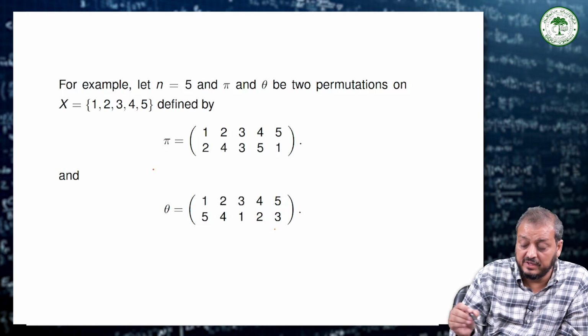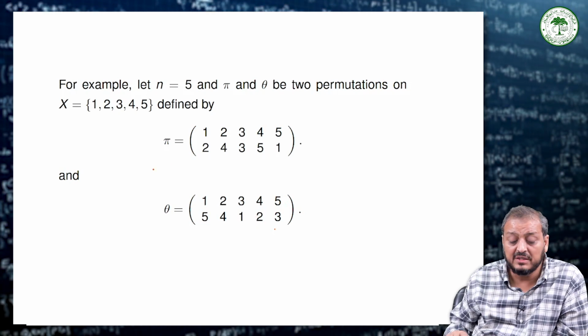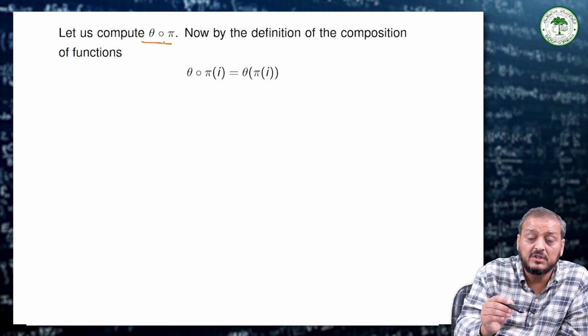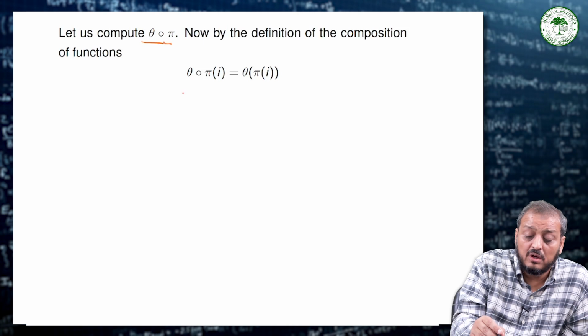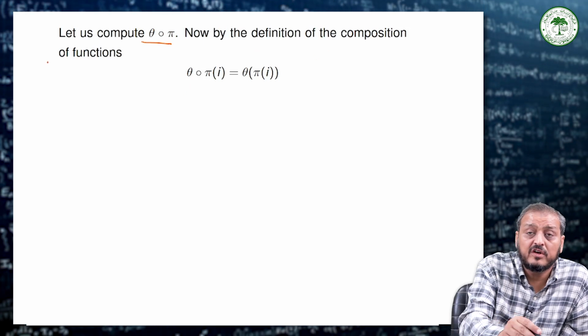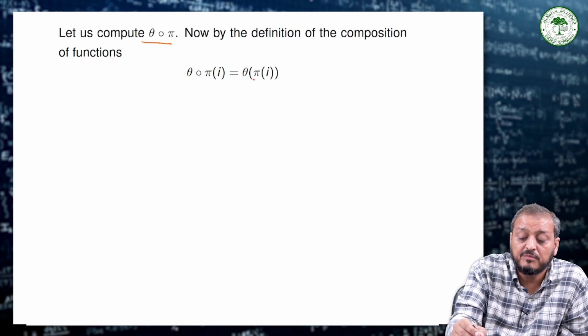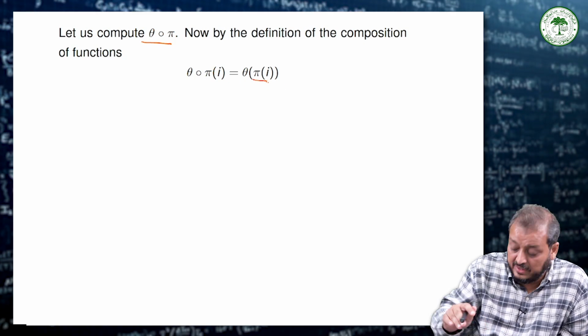Now, we have to calculate theta pi or pi theta. Let us compute theta composition pi. By the definition of a composition of functions, theta composition pi of i is theta of pi of i, and then we calculate in this form.